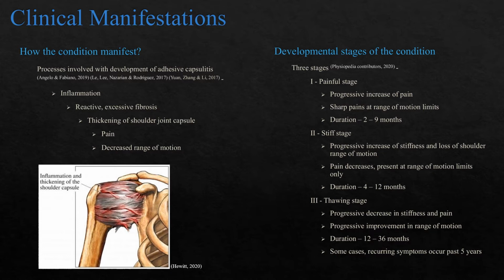The disability follows 3 developmental stages: painful, stiff, and thawing. With each stage, patients experience an increase or decrease in pain and/or stiffness. Each stage varies in duration, with the trigger for a stage to stop or start still unknown. The condition lasts on average for 1 to 3 years, but some patients may face recurring symptoms past 5.